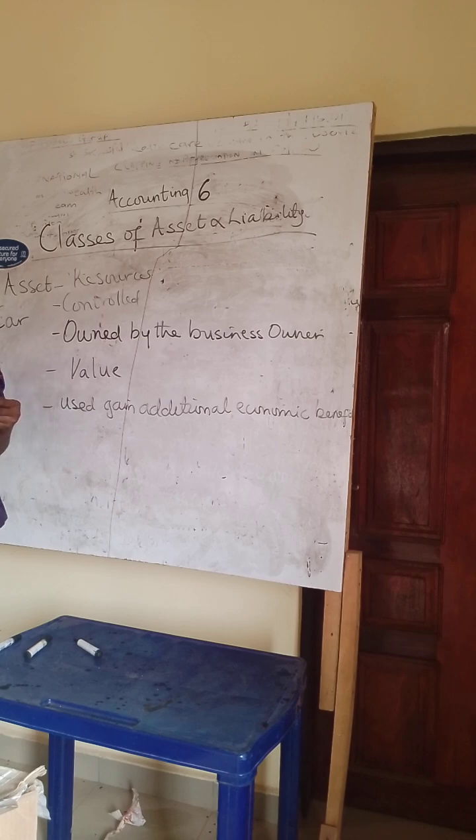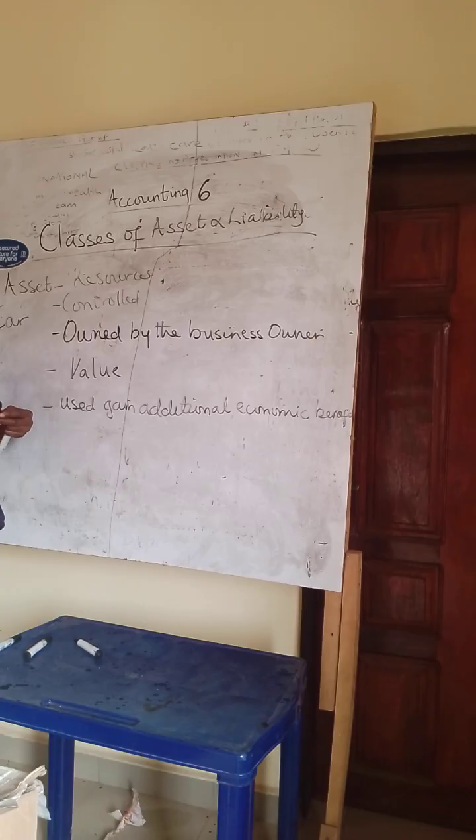So first of all, an asset is only yours when it belongs to you. And something belongs to you when you have control over it. You have purchased it, so you're the owner and you have control. And then it is of value and it can yield you future economic benefits. That is what makes an asset an asset. Hope we understand what an asset is.